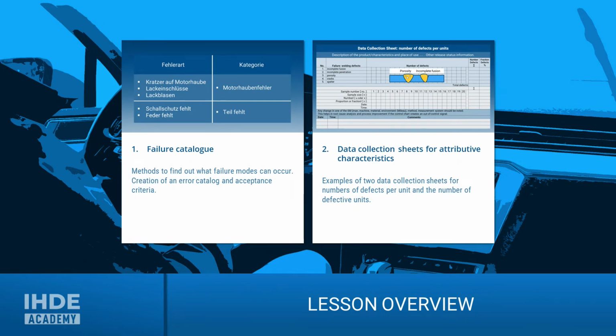This lesson is divided into two chapters. In the first chapter, we look at some failure modes and their categorization. In the second chapter, we discuss the structure of two data collection sheets. Once for the number of defects per unit and once for the number of defective units. If you are not familiar with these terms, please check out the previous lesson first.